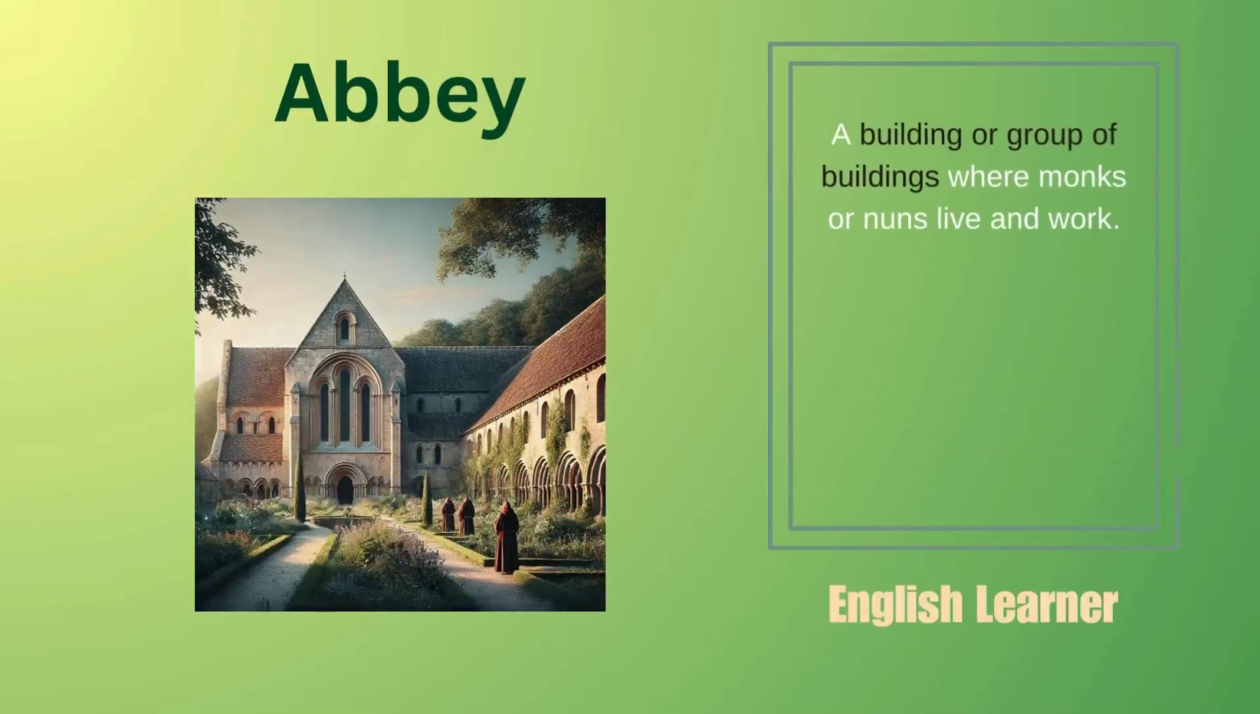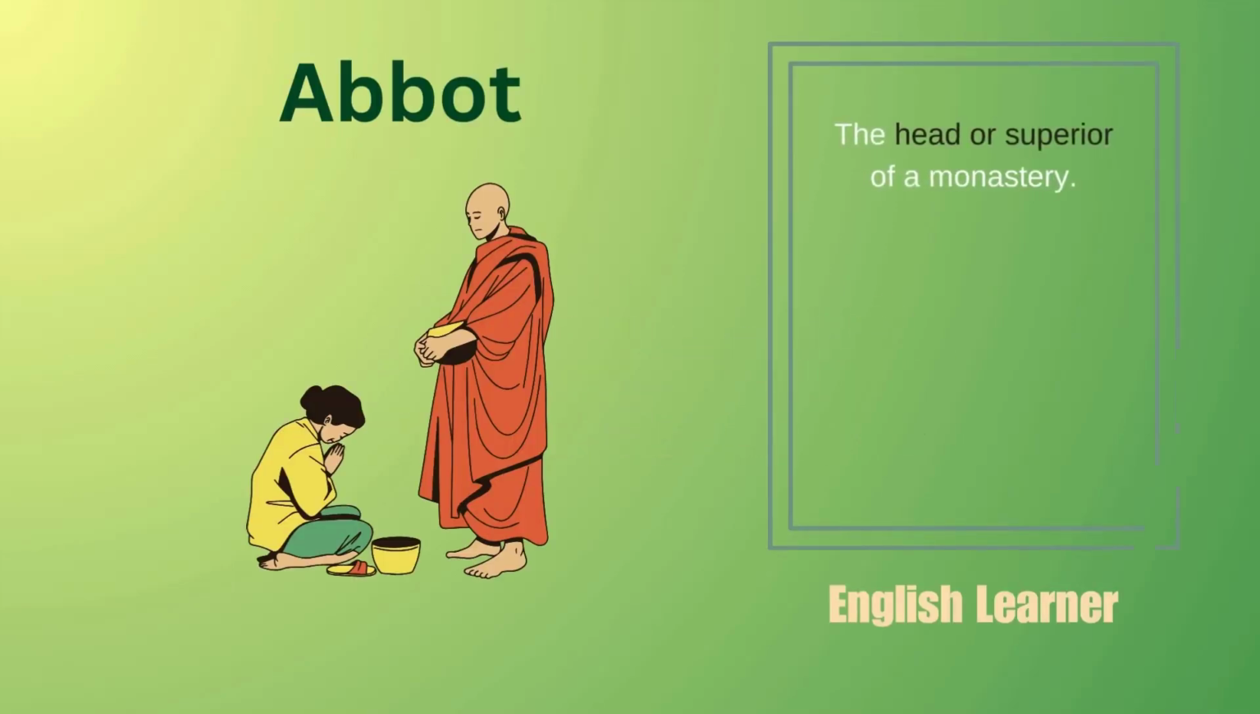Abbey, a building or group of buildings where monks or nuns live and work. Example: the ancient abbey attracted many tourists each year. Abbot, the head or superior of a monastery. Example: the abbot led the monks in their daily prayers.